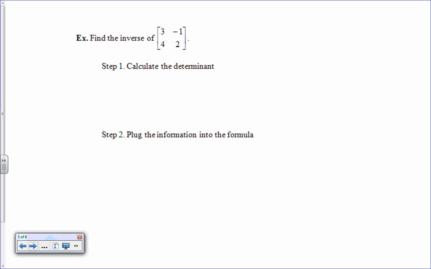So let's try one. Find the inverse. So as it says, step 1, let's calculate the determinant, because why would we try this if the determinant was 0? So here we go. It is 6 minus, because this is a negative diagonal this way. Not sure why I made it so thick. Minus, what, a negative 4? So the determinant is 10. So does it have an inverse?